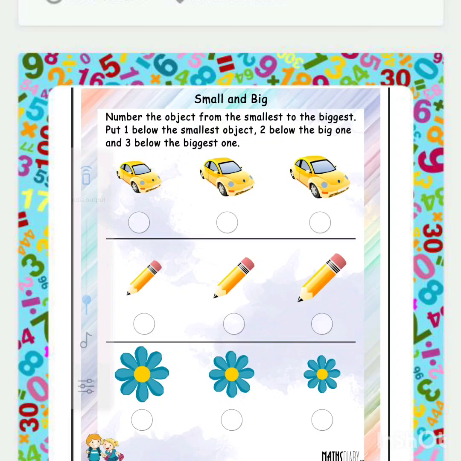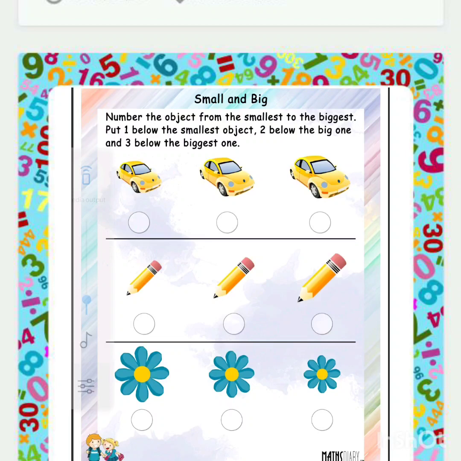You will write 1 under the smallest pencil, 2 below the big one, and 3 below the biggest one. Please do that. Are you all enjoying doing this activity? I'm sure you are. The third row has flowers.